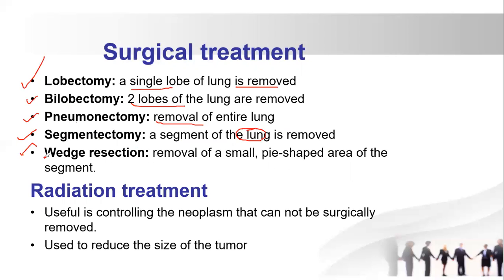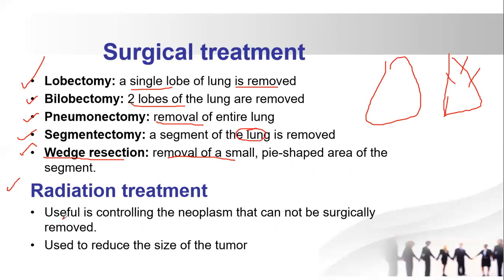And then the most important one is the wedge resection, in which a small pie-shaped area, a small segment, a small portion, is removed where the cancer is. So these are the different surgical treatments. Suppose this is one lung and that is the other lung. We either remove one lobe, which will be called a lobectomy, or two lobes, bilobectomy. If the cancer involves both lungs or one lung, we can even entirely remove the lung as well. That is called the pneumonectomy, and then the segmentectomy and the wedge resection.